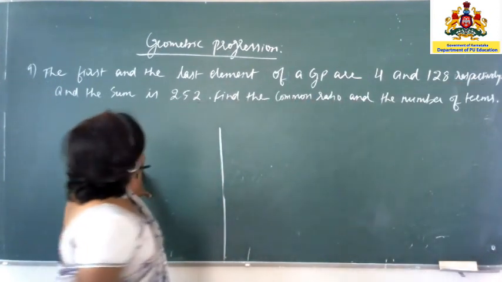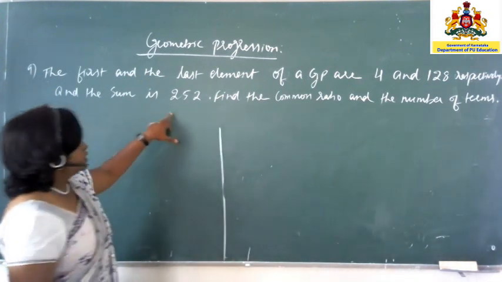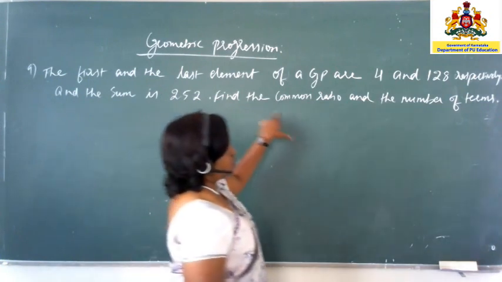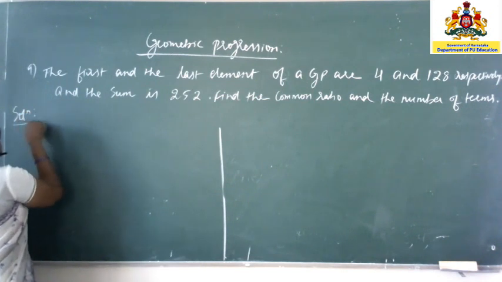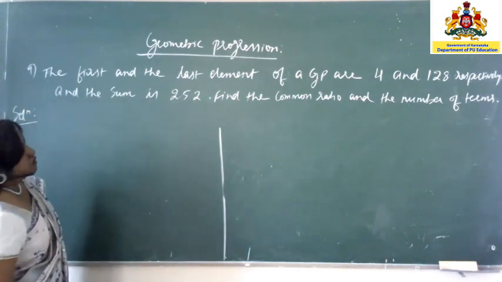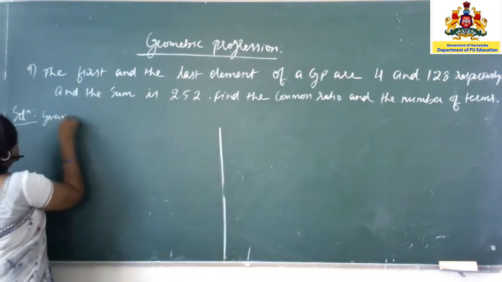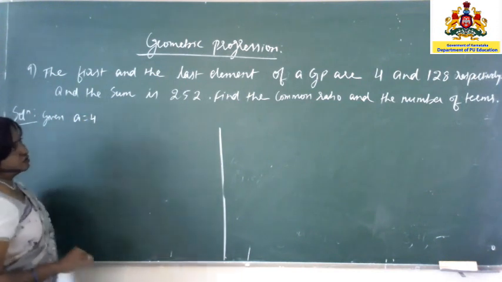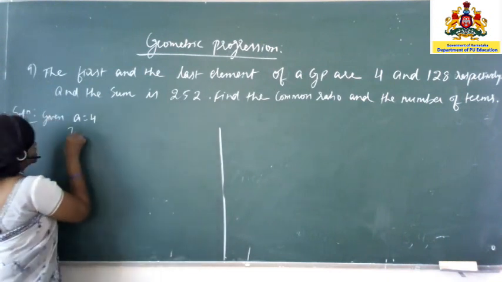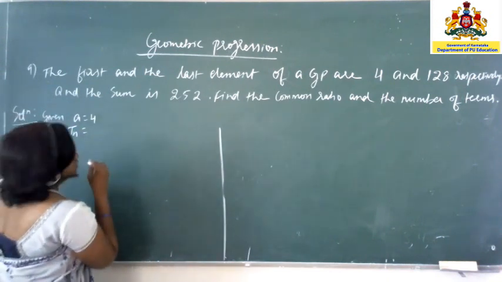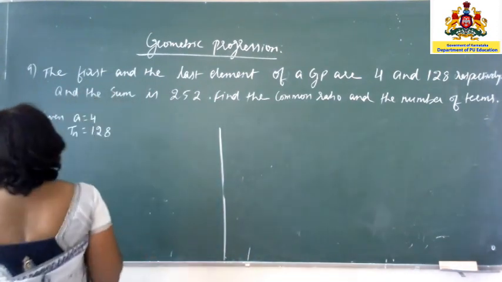Next question. The first and the last element of a GP are 4 and 128 respectively, and the sum is 252. Find the common ratio and the number of terms. Solution. The first term is 4, so given A is equal to 4. And the last term Tn is equal to 128.